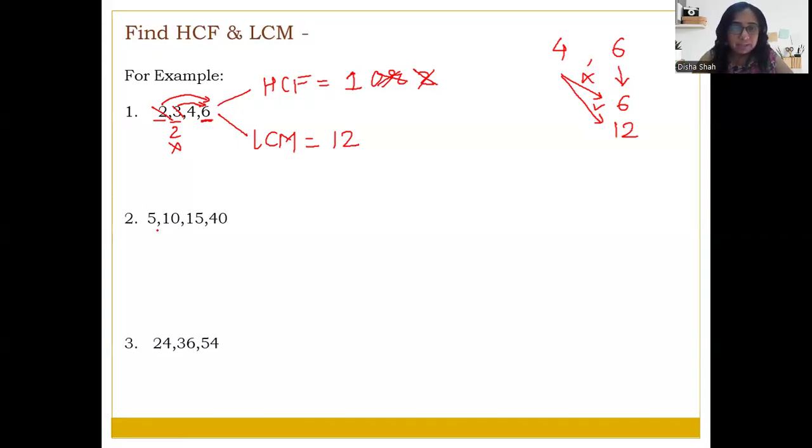Next, find the HCF and LCM of 5, 10, 15, 40. HCF can't be greater than 5, and 5 is a factor of 10, factor of 15, factor of 40. So HCF is confirmed, it is 5.